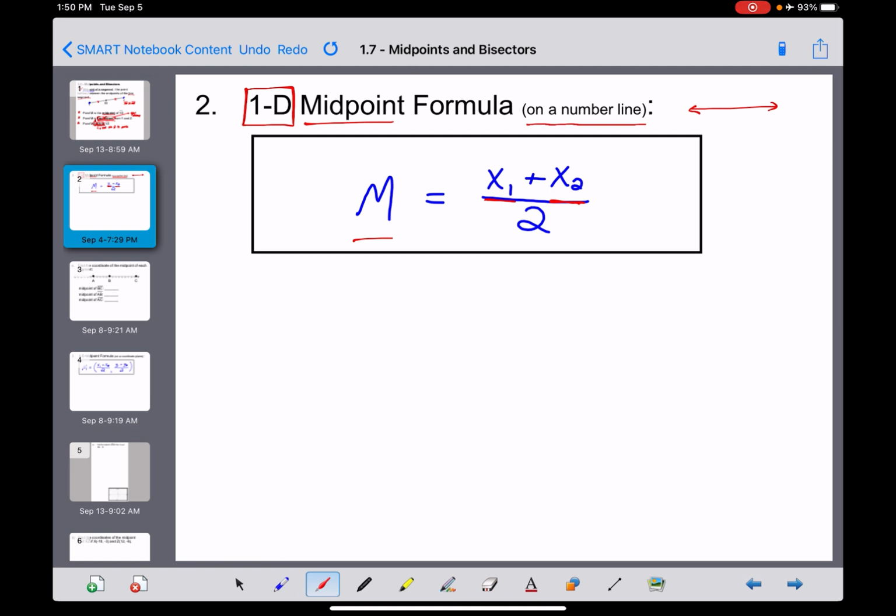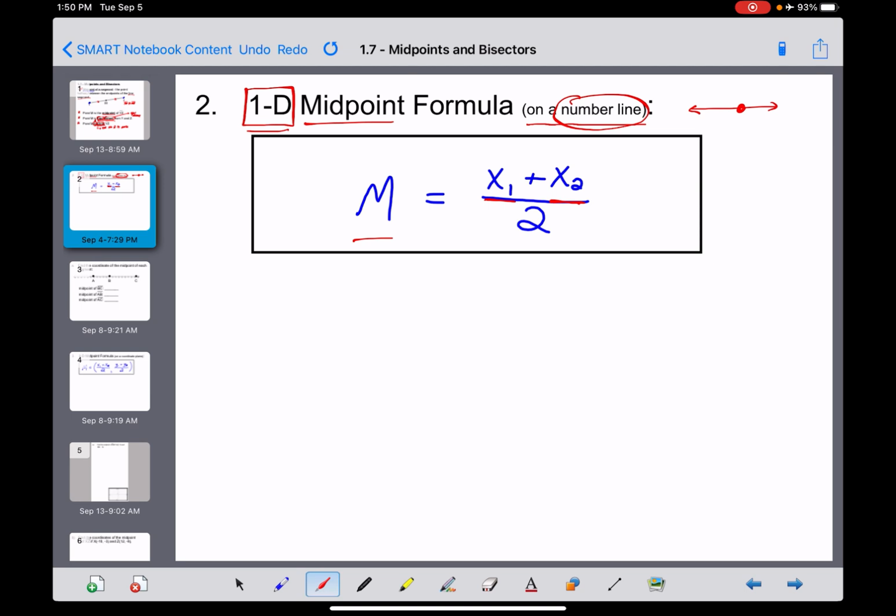Now, there's no y1 or y2 here because we're on a number line, and a number line is one-dimensional, so you only need one number, an x-coordinate, to describe the location of a point on your line. The y-coordinate doesn't really exist here because we're in one-dimensional space.